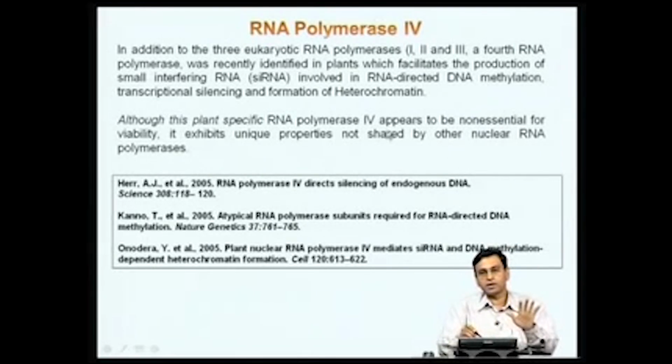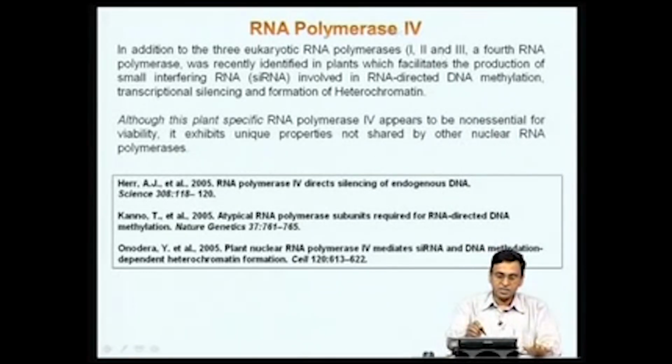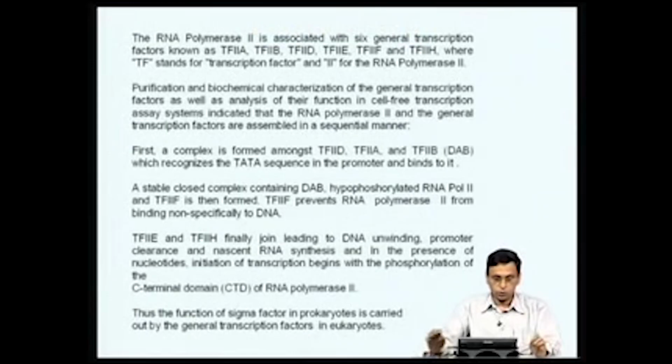Just remember at this point that a new RNA polymerase called RNA polymerase 4 has been discovered in plants, and it seems to be involved in the production of siRNA, which is involved in gene silencing. We will discuss this later in the course.